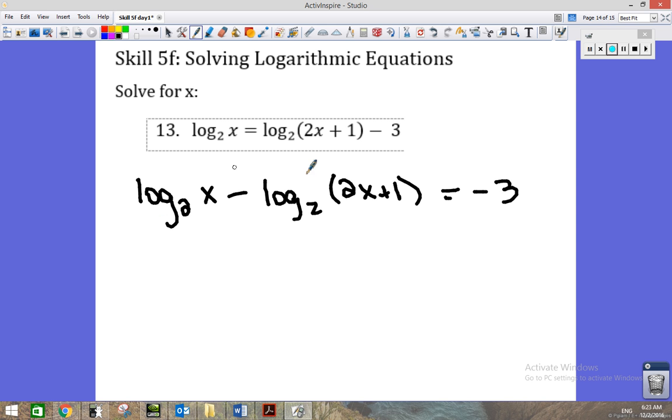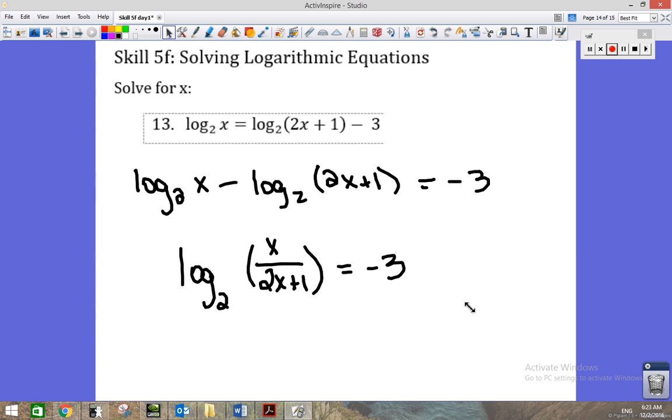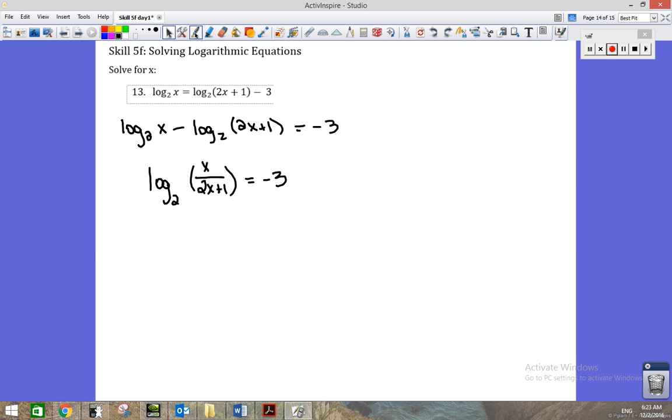If I have the difference of two logarithms, I have a property that says I can write that as a single logarithm. Then I have the log base 2 of x in my numerator and 2x plus 1 in my denominator. That's a single logarithm, and that equals negative 3. So now this is in log form, and if I convert this to exponential form, it'll be easier for me to solve.